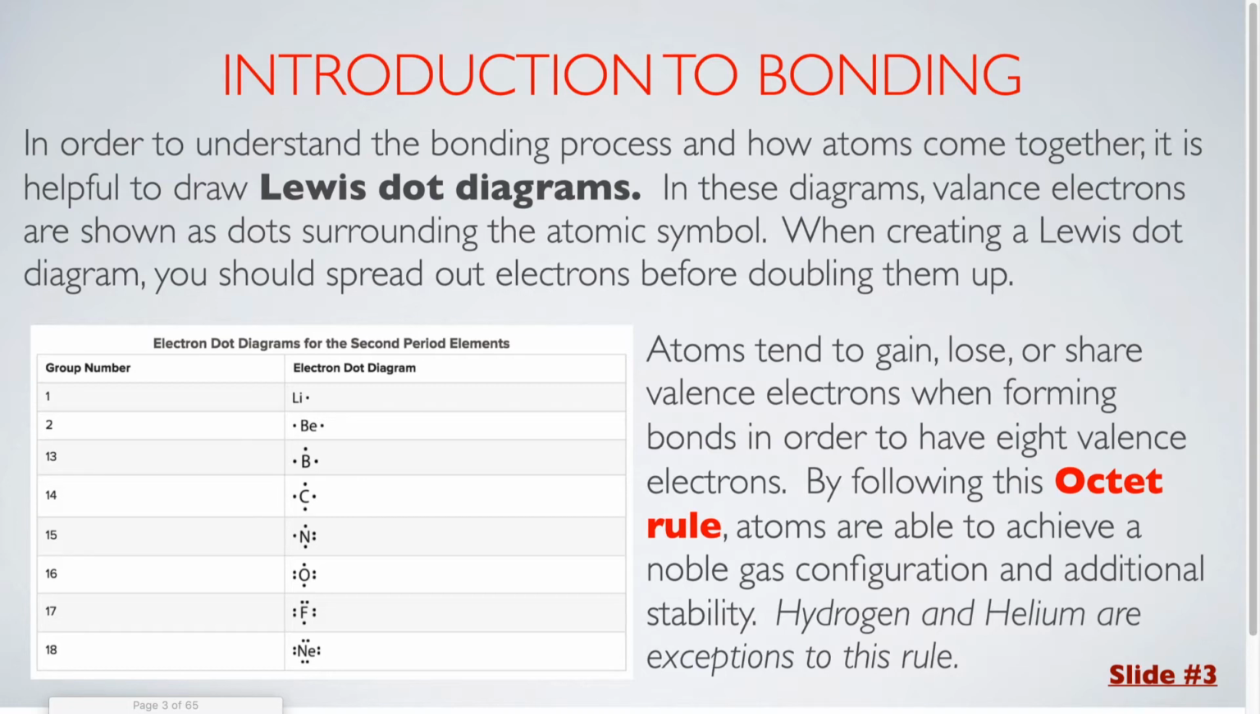together within compounds. Atoms tend to gain, lose, or share valence electrons when forming bonds in order to have 8 valence electrons. By following this octet rule, atoms are able to achieve a noble gas configuration and additional stability. There are 2 elements that are an exception to this rule, and those are hydrogen and helium.